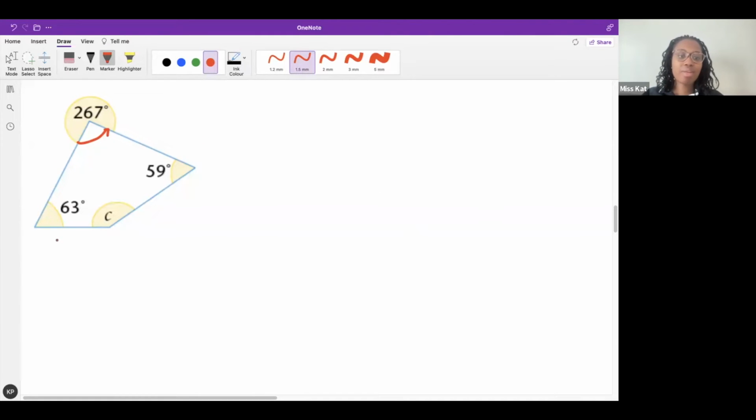Now, do we have all the angles inside the shape? I know we don't have C, which is what we want right now. Okay, so the answer is we have to find C. We have to find C, but do we have everything we need inside the shape to find C? What do you guys think?